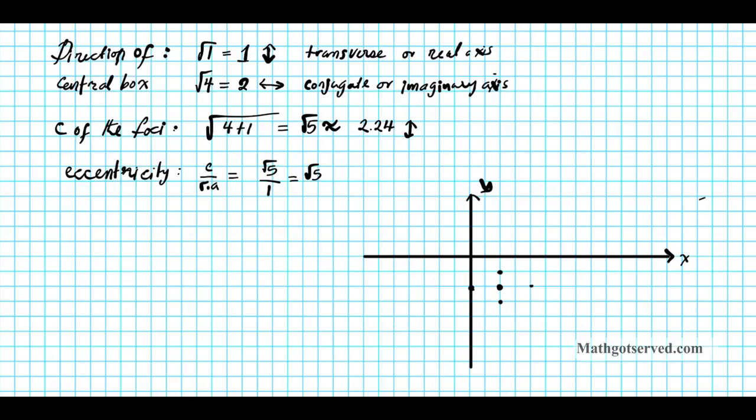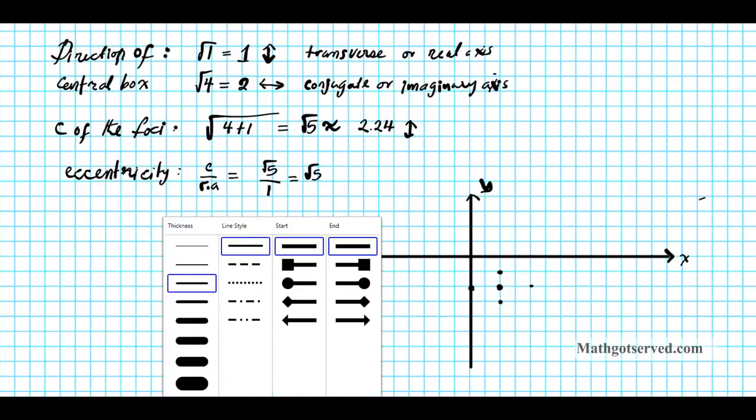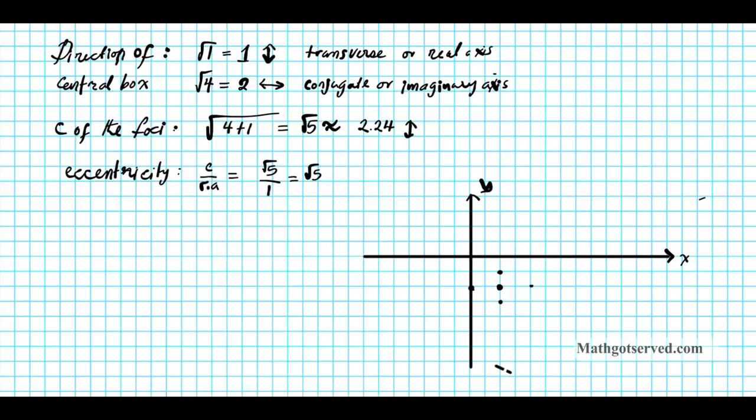I'm going to use dotted lines here. Let's make this dotted. Okay, perfect. This is not part of the graph, so just make it dotted right now. Okay, now we have our central box. Next thing we're going to graph are our asymptotes. To graph your asymptotes, you just connect the vertices of your central box like that. I'm going to extend it in a second.